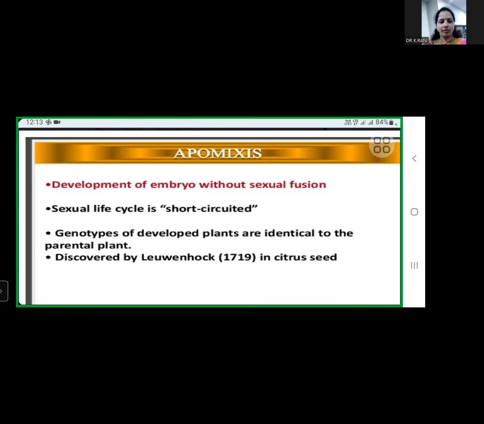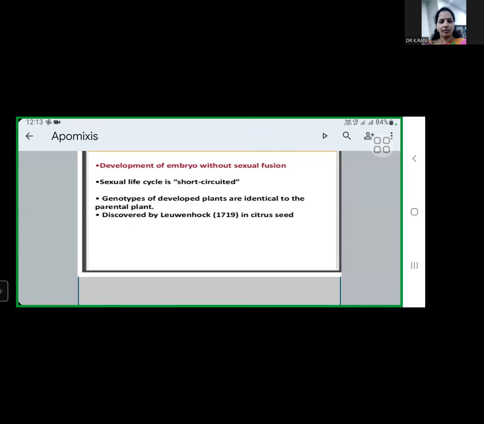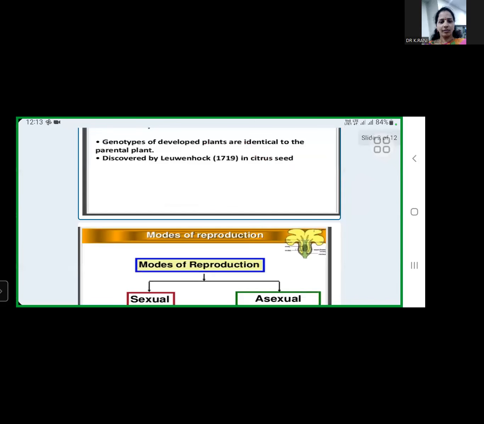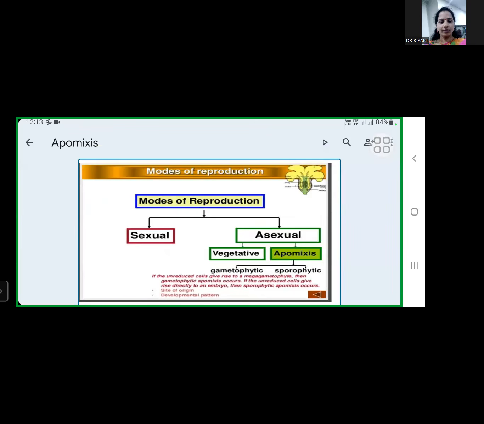Okay. So the modes of reproduction are sexual reproduction and asexual reproduction. Apomixis is gametophytic and sporophytic. The process is divided into two categories: vegetative propagation and agamospermy. We know vegetative reproduction, and now we are entering into apomixis.